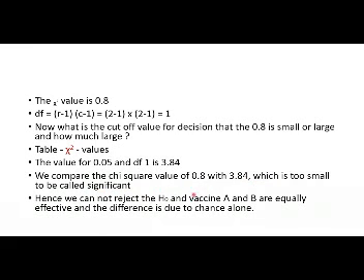In this case, we cannot reject the null, and vaccines A and B are equal. They are equally effective, and the difference is due to chance alone. What is meant by chance alone, I have explained in the previous presentation.